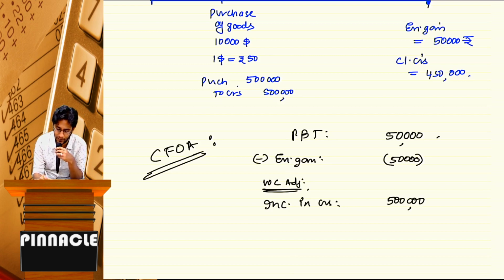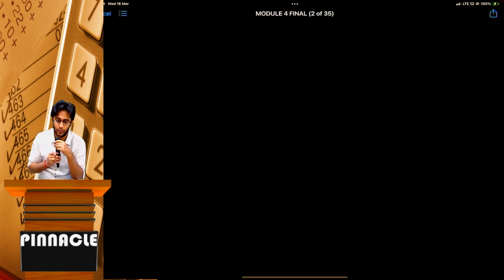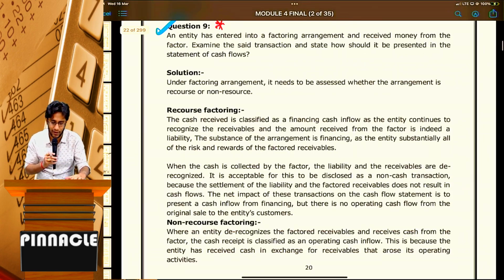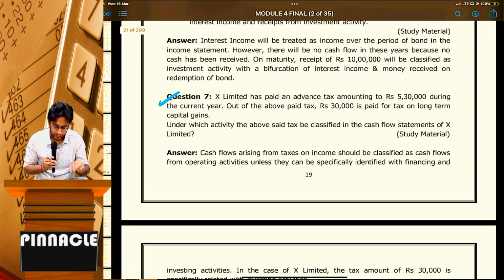Okay. Then stock. Increase in stock. How much increase in stock? 5 lakhs, minus. Net impact is 0. Sir, do you agree with this answer? All of you? Okay. Now, come back to your material, the forex related point. Wherever the forex related point is, go there.